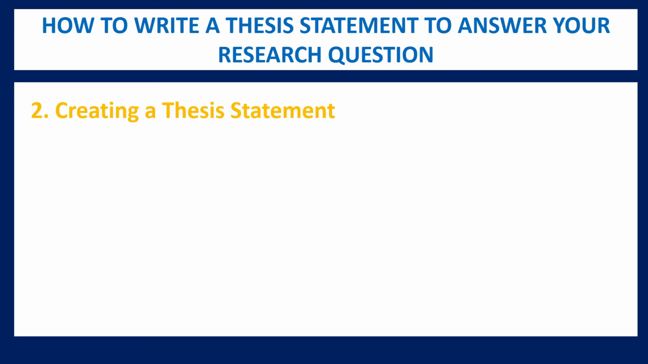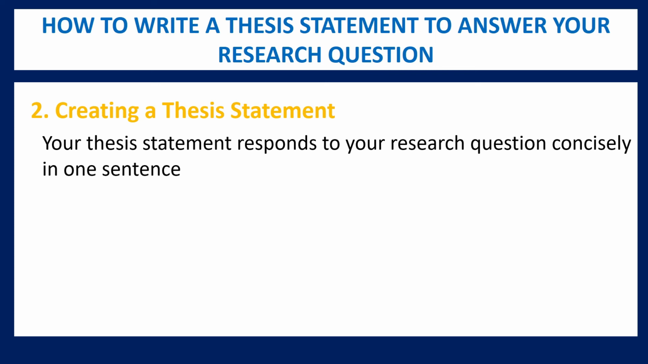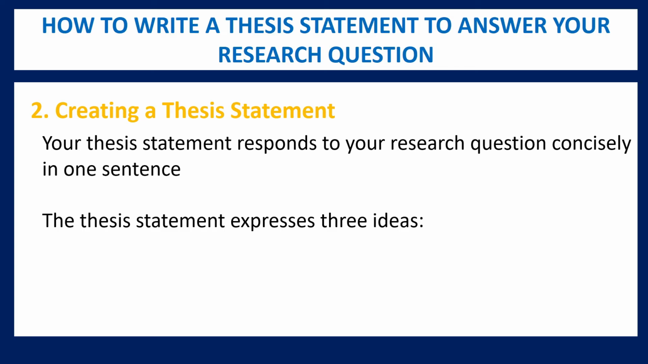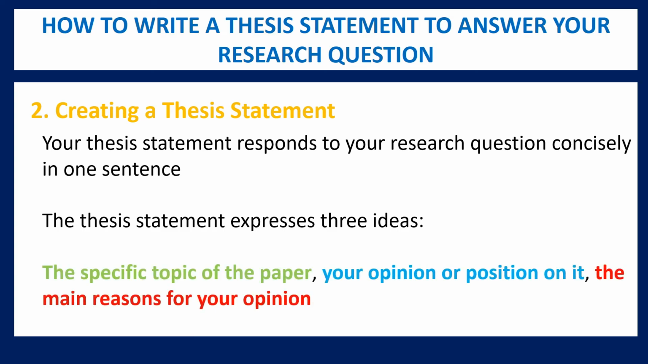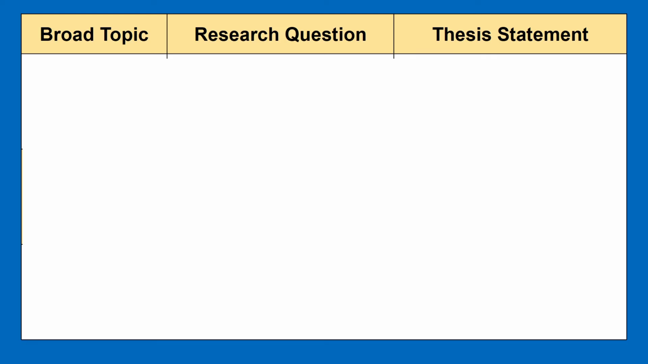Number 2. Creating a thesis statement. After conducting some basic research to determine your position and a few key justifications for it, you can craft a thesis statement. Your thesis statement responds to your research question concisely in one sentence. The thesis statement expresses 3 ideas: the specific topic of the paper, your opinion or position on it, and the main reasons for your opinion. Now, I will show how a thesis statement develops from a broad topic.